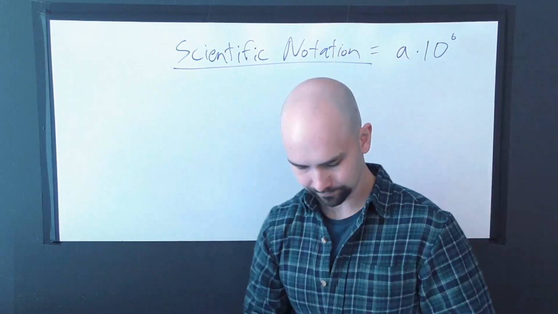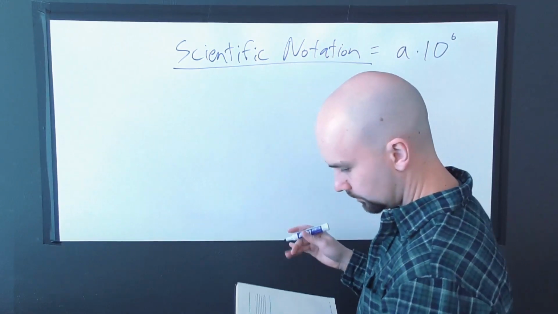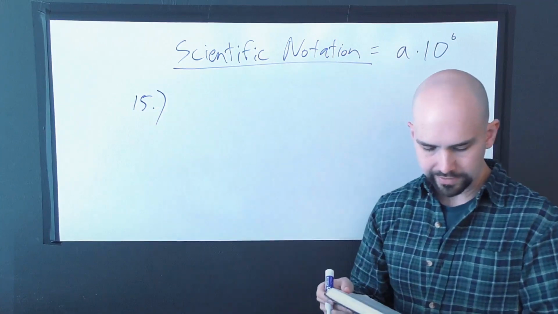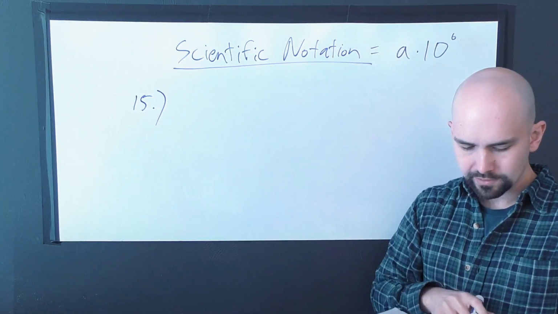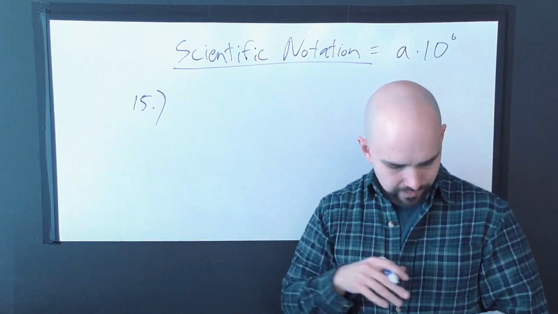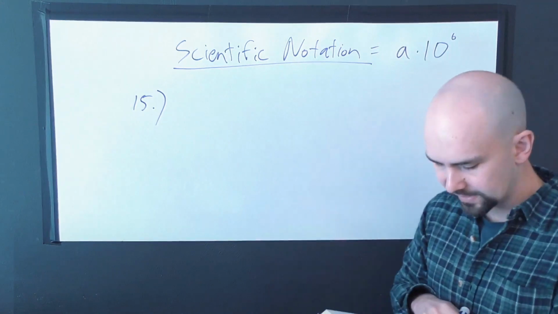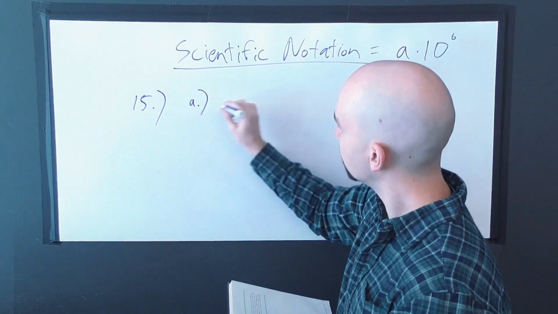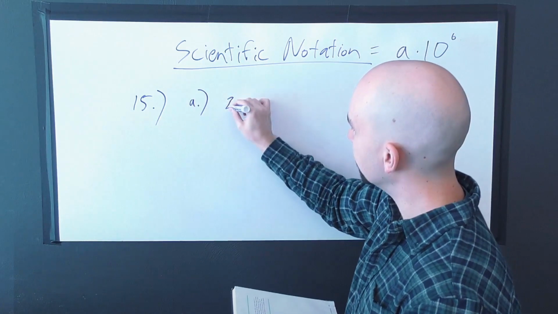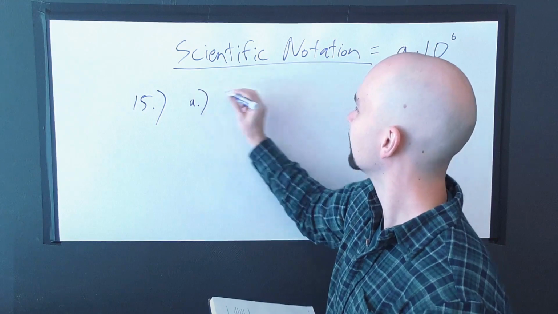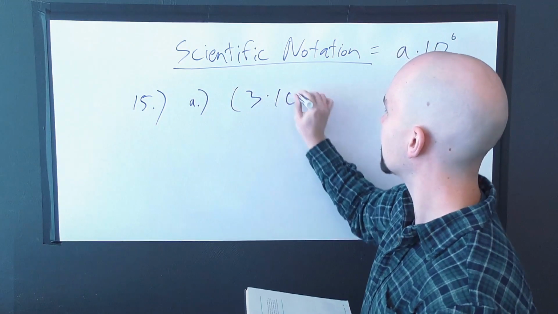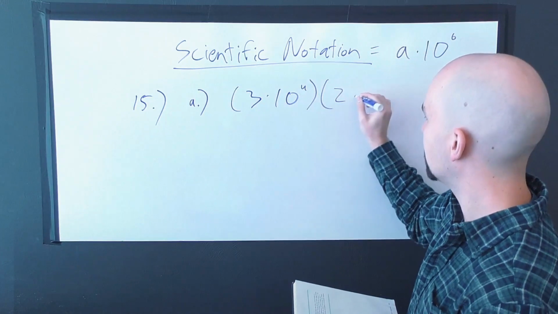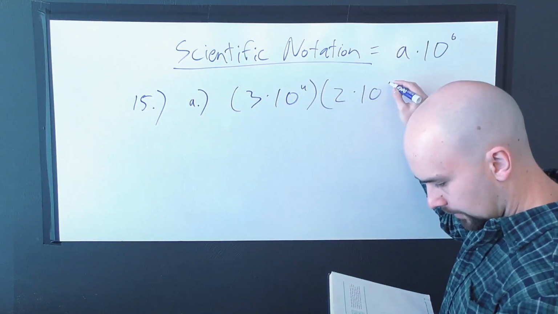Number 15. All right, find each of the following products, in other words, multiply. Express each answer in scientific notation. So number 1, we've got 3 times 10 to the power of 4, times 2 times 10 to the power of 3.